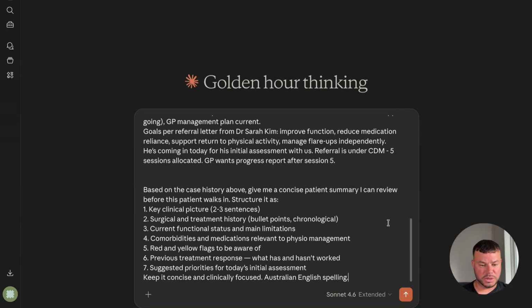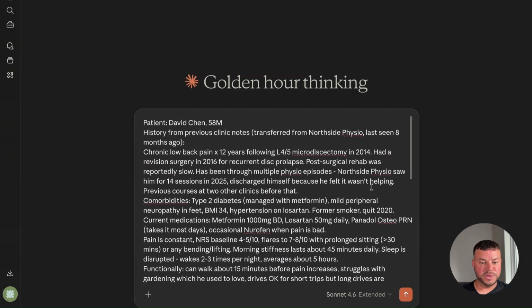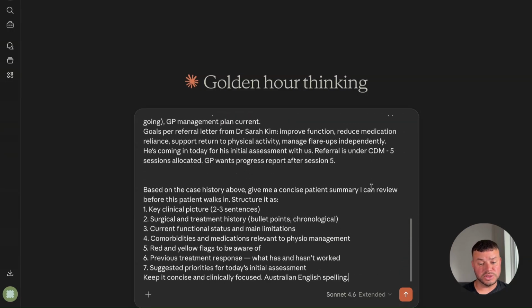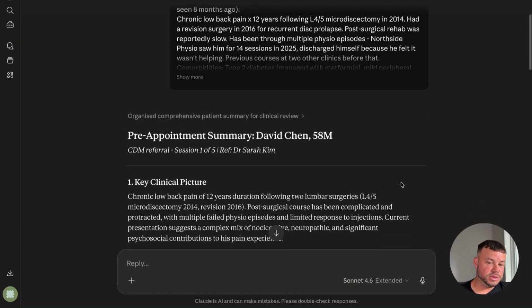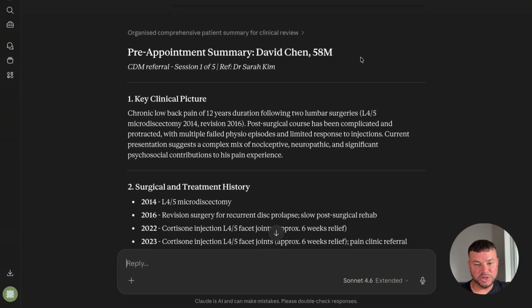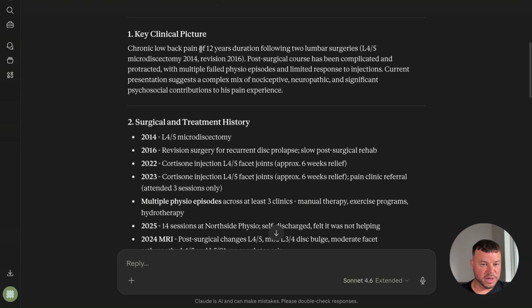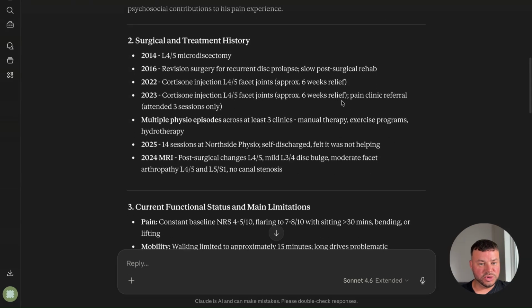So you can see here, we're breaking down all of this complex history into something that we can more easily consume and something that's going to provide us with a lot more of a concise view. Alrighty, so that took about 30 seconds. So we see what we have. We've got a pre-appointment summary, David Chen, 58. We've got a key clinical picture, so it provides us with an overview. We've got surgical treatment and history. So you can see it provides a chronological breakdown of the treatment history of the patient.